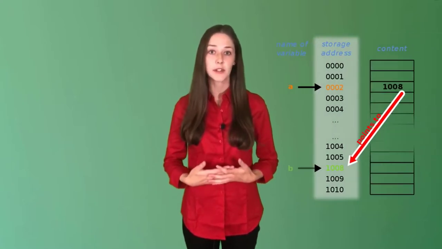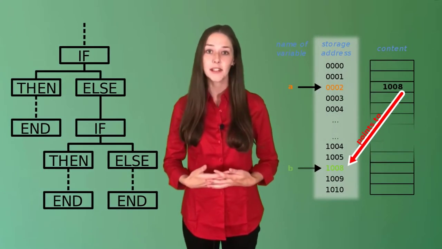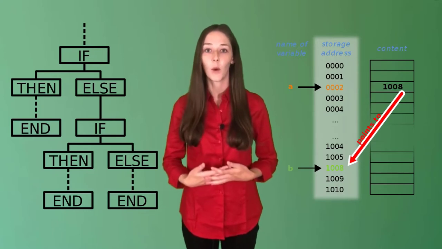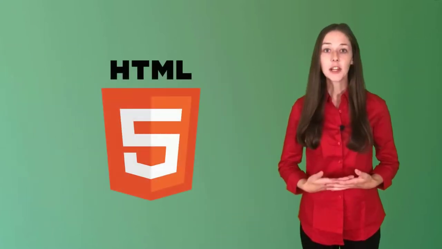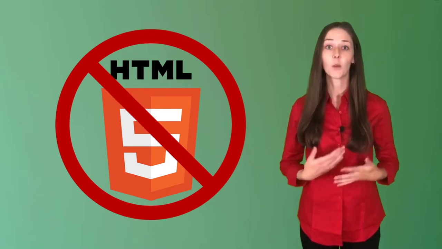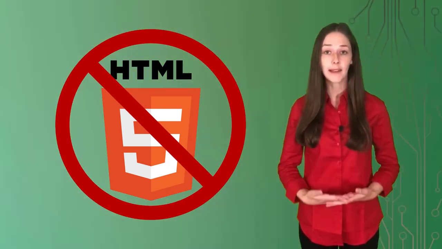lightning speed. So to program a computer, a programming language must support these three functions through the declaration of variables, the use of if-then-else statements, and the availability of for and while loops. HTML does not support any of these, which is why it's not a computer programming language.